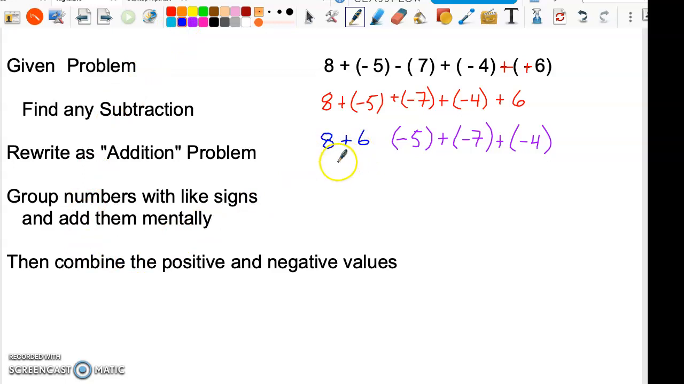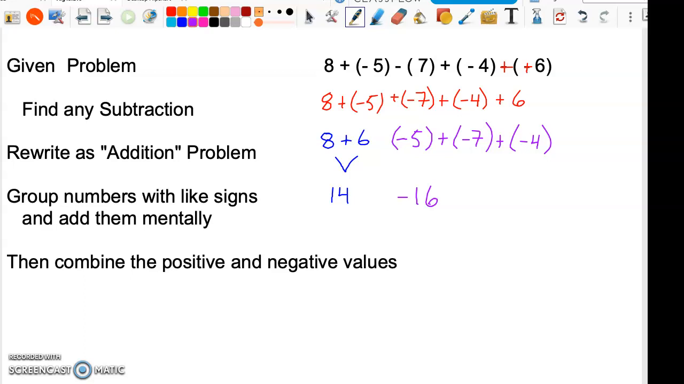So 8 plus 6 becomes 14. Negative 5, negative 7, negative 4, well, my answer is going to be negative because they're all negative signs. And then I'm going to add them up. 5 plus 7 is 12. 12 plus 4 is 16. So now I have negative 16 and I have positive 14.